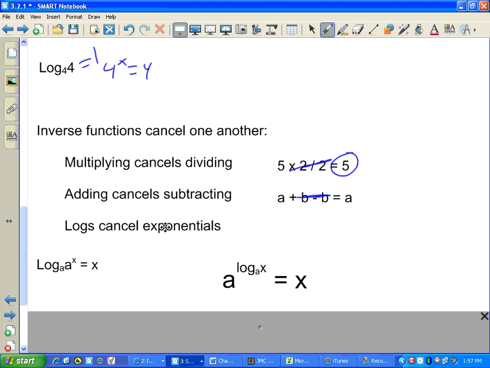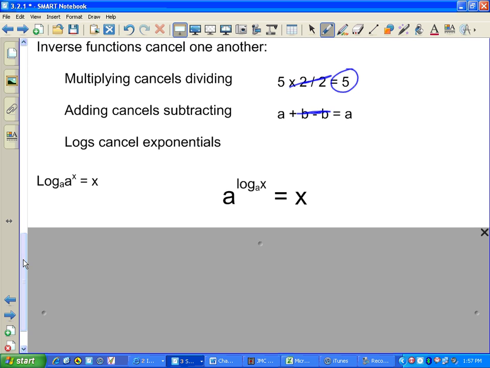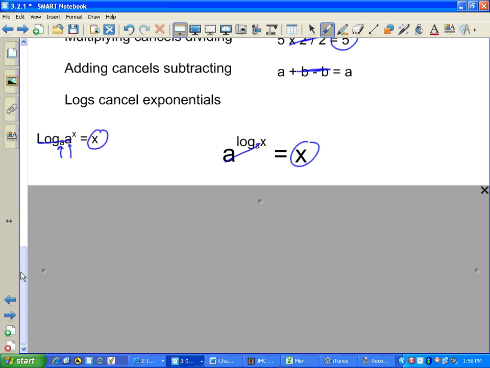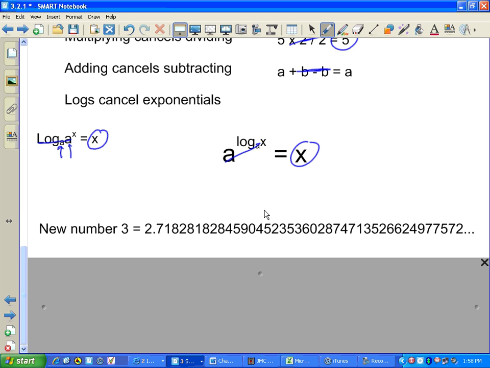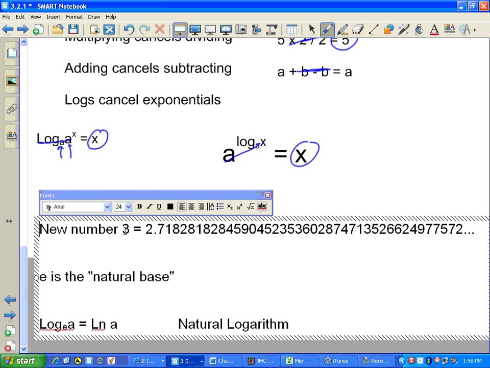Logs are going to cancel exponentials. So if I have a log of the same base as the base of my exponent, these two things cancel and leave just the exponent part. Same way if I have a base taken to a logarithmic power, I've got the same bases here, so these cancel and leave just x. Oh, this is not a 3. This should be an e.